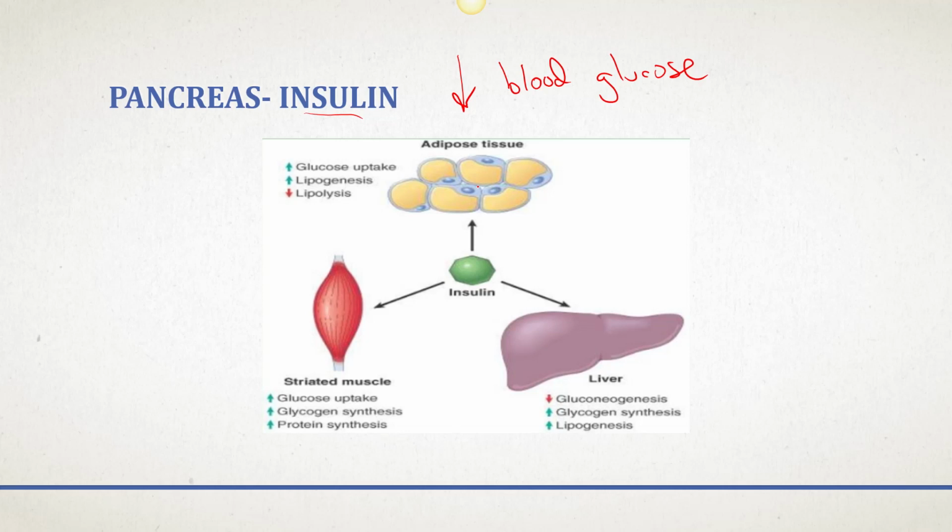Then it tells your adipose tissue or your fat tissue to increase glucose uptake and to turn it into fat. So take the glucose out of your blood, put it in your fat cells, and store it as fat in your fat cells. Then insulin is going to tell the liver to take up glucose and turn it into glycogen. Glycogen is the storage form of glucose, so it's literally chains of glucose molecules. And this is how our liver and our muscle cells store glucose.